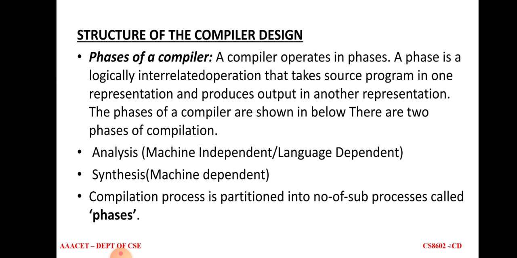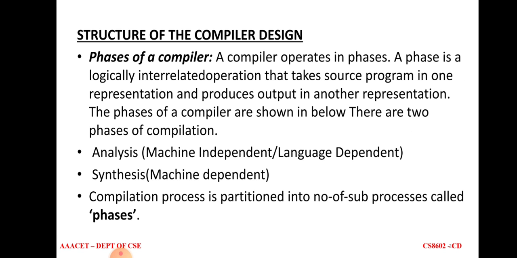So the structure of the compiler design is done by phases of the compiler. The compiler operates in various phases. A single phase takes an input from the previous phase and produces the output, which is the input of the next phase. Finally the compiler produces the machine level language. The compiler has two parts, the analysis part and the synthesis part. The analysis part is machine independent, but the synthesis part is machine dependent.